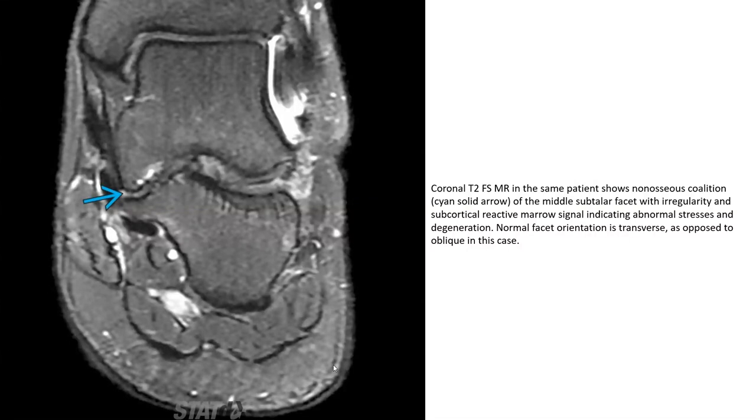MRI of a patient shows non-osseous coalition of the middle subtalar facet with irregularity and subcortical reactive marrow signal, indicating abnormal stress and degeneration. Normal facet orientation is transverse, as opposed to oblique in this case.